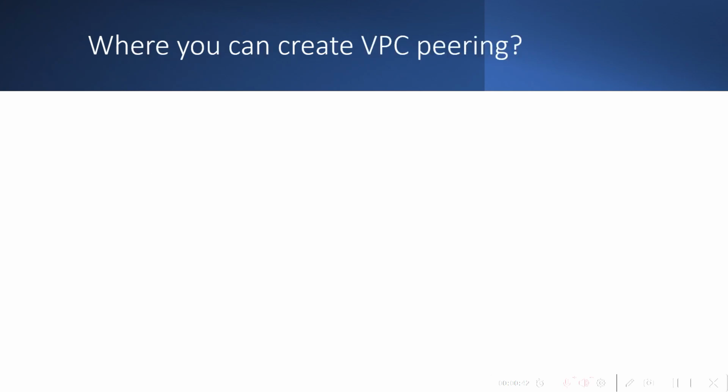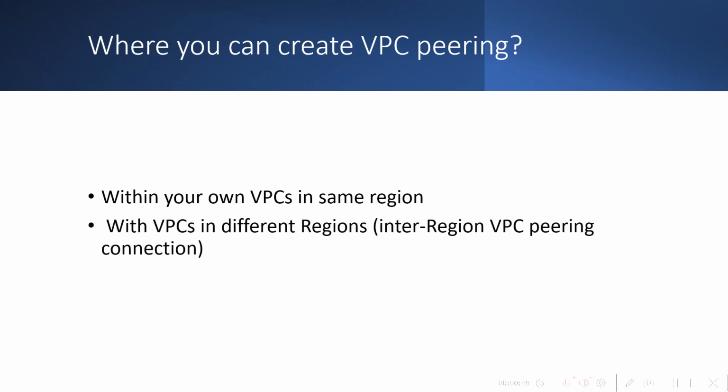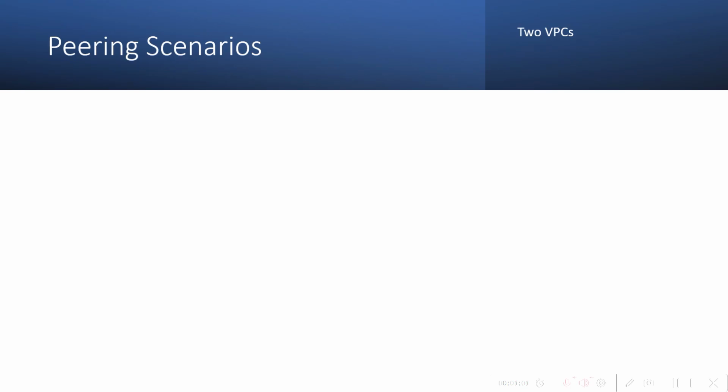Where can you create the VPC peering? You can create the VPC peering between your own VPCs in the same region, in a different region, or even with a VPC in another AWS account. Okay, so let's see some peering scenarios.